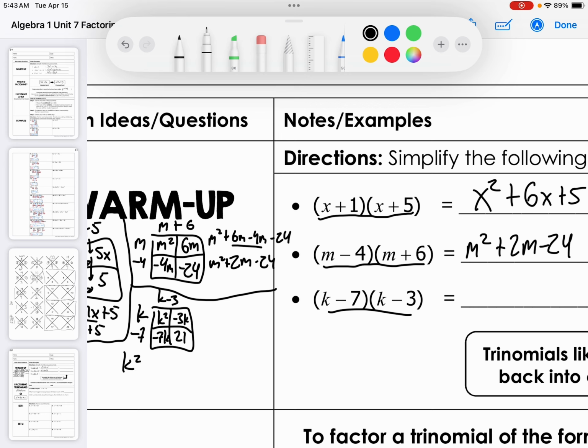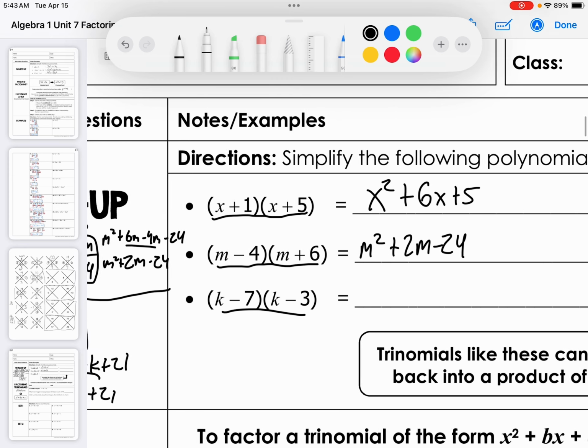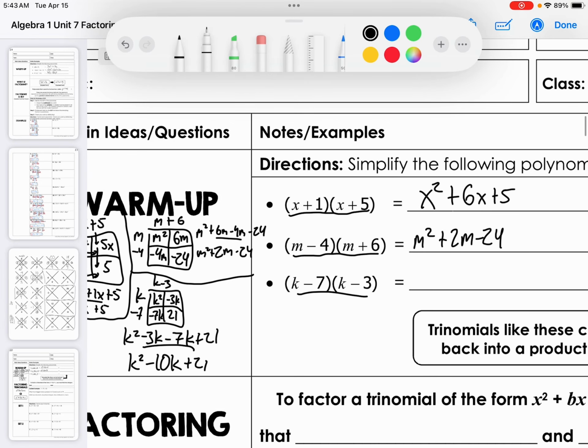So this will give me k squared minus 3k minus 7k plus 21. Combine our like terms. Negative 3k and negative 7k is negative 10k. So now we have k squared minus 10k plus 21. So when we multiply these, we get k squared minus 10k plus 21. So those are the types of problems that we would have done in our last unit.